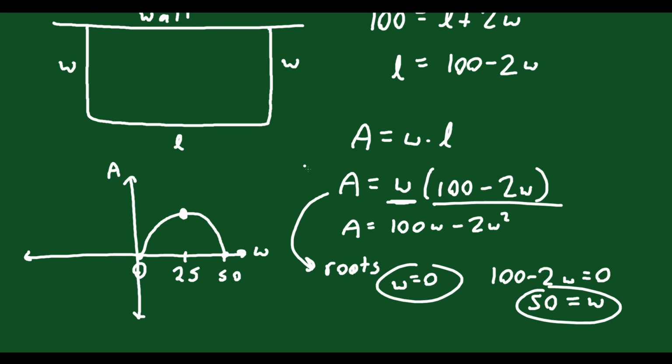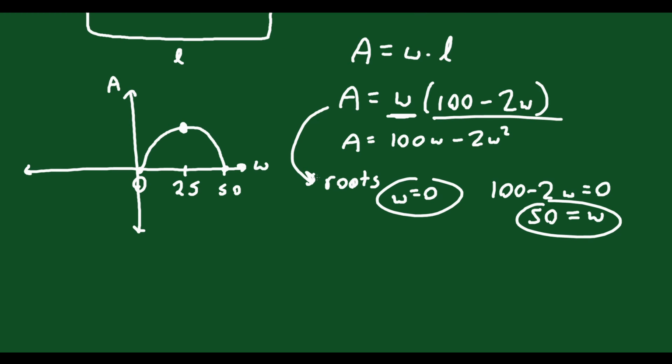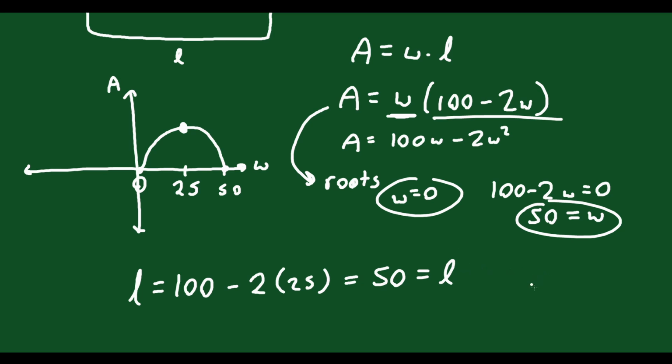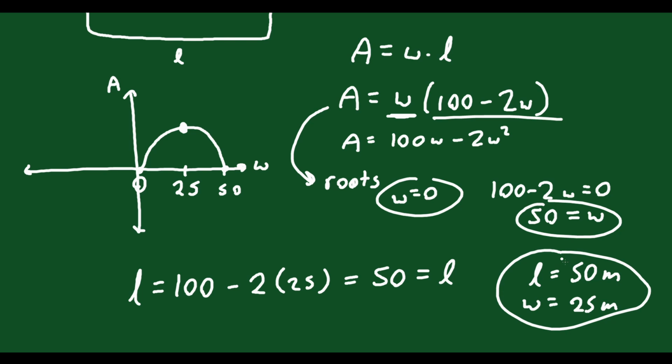Now, we were asked for the dimensions and the area, so first let's figure out the length, right? Because we only have the width so far. We know that the length is equal to 100 minus 2W, or 2 times 25. 2 times 25 is 50, so 100 minus 50 is equal to 50. So your length is equal to 50 meters. So length equals 50 meters, width equals 25 meters, right? So that's the answer for your dimensions.